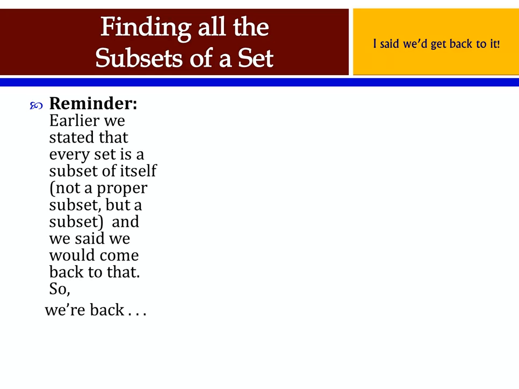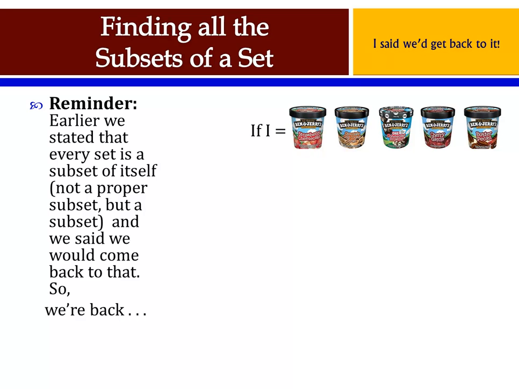Now we want to go about finding all the subsets of a set. And remember, earlier we stated that every set is a subset of itself. Now, not a proper subset, but just a regular subset. And we did say we would come back to that, so now we're back to that. And so let's say we have this set I, which is equal to 5 ice cream flavors: strawberry cheesecake, chocolate chip cookie dough, cheesecake brownie, cherry Garcia, and butter pecan.